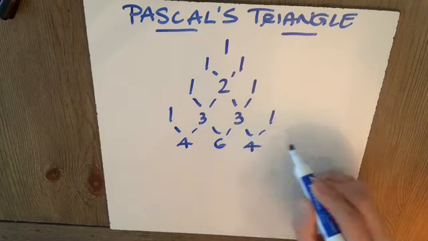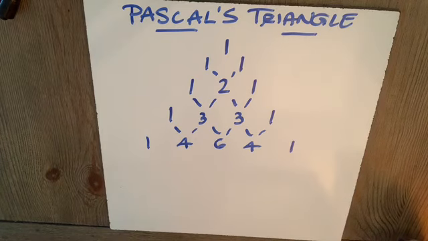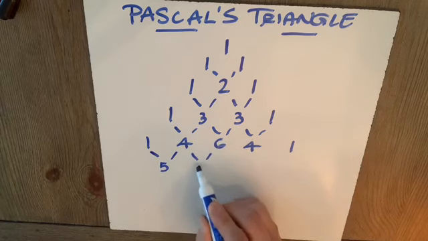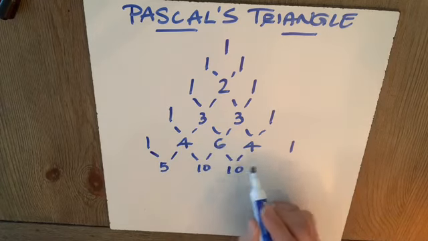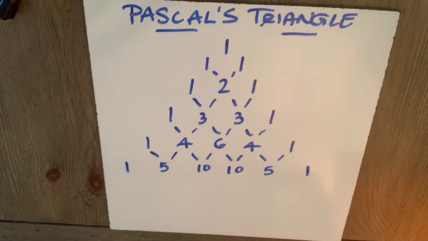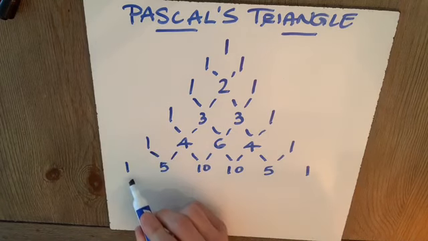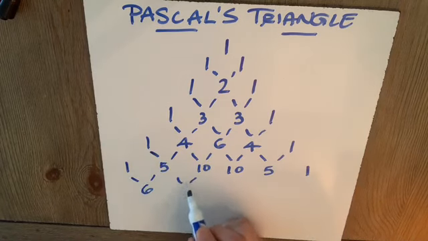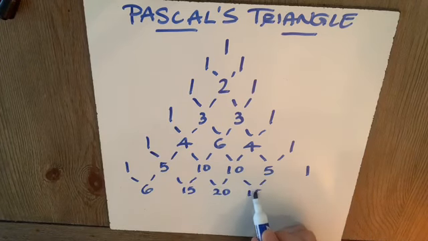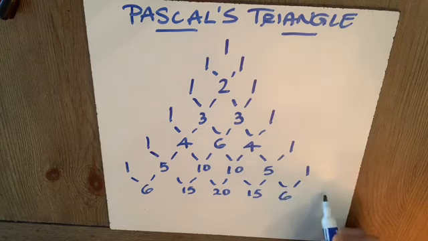By the way, 1, 4, 6, 4, 1, that was our pattern when n is equal to 4. 4 plus 1 is 5, and 4 plus 6 is 10, and when I'm adding these together, 10, 5, and I'll put 1s on the outside. Those are the binomial coefficients when n is 5. How about when n is 6? I get 6, 15, 20, 15, 6, and I'll put 1s on the outside.